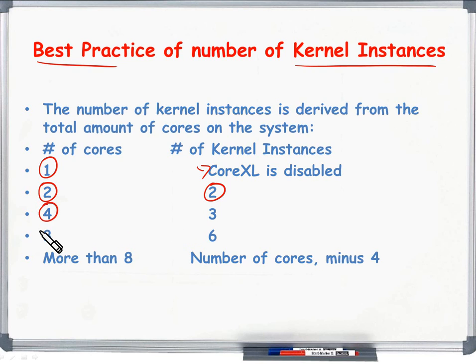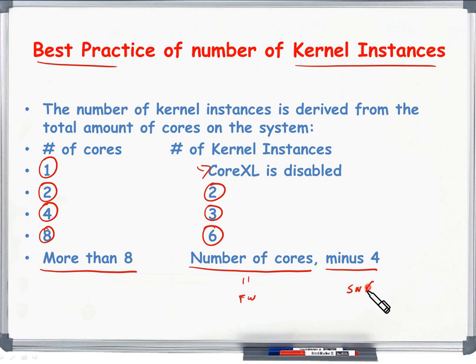If you have a 4-core system, then ideally you would use 3 cores for kernel instances and 1 core is left over for the secure network dispatcher. If you have 8 cores, you want to use 6 cores for the firewall kernel instances and 2 cores are left over for the secure network dispatcher. And if you have a system that has more than 8 cores, the number of cores that you want to use for kernel instances is the number of cores in total that you have minus 4. These are equal to the firewall instances, and minus 4 is for the secure network dispatching.